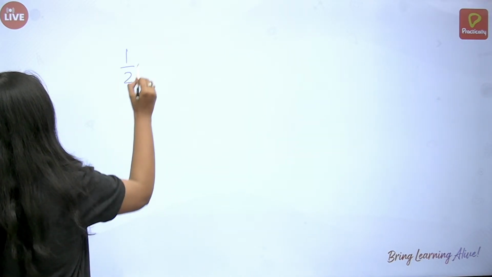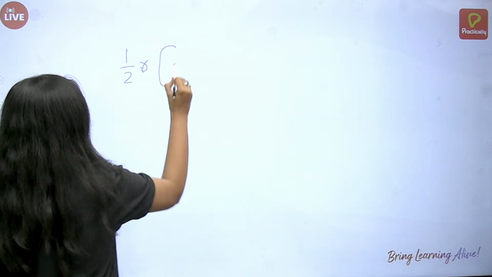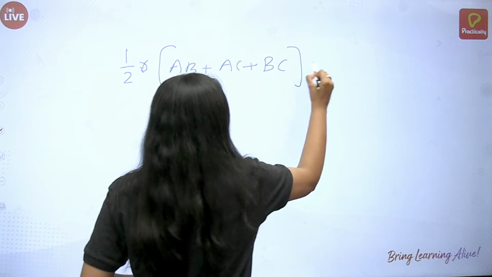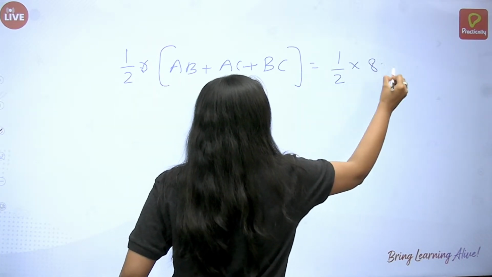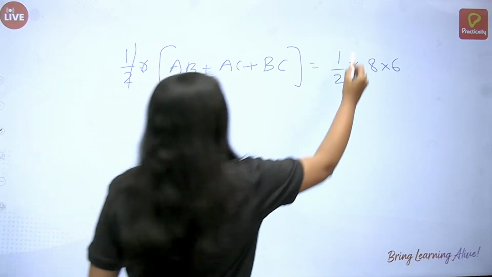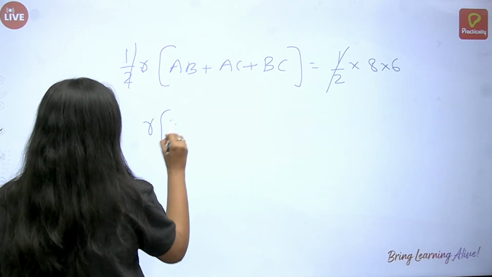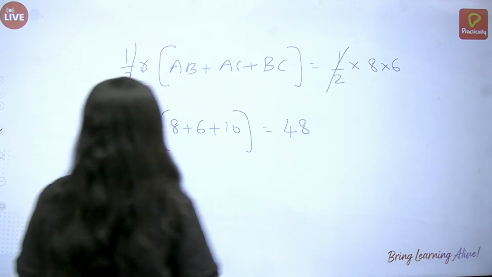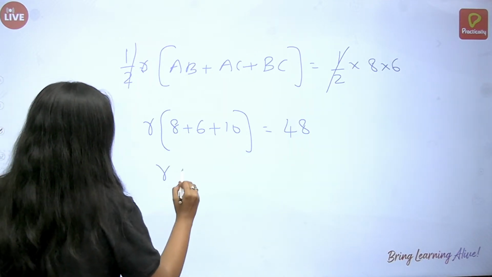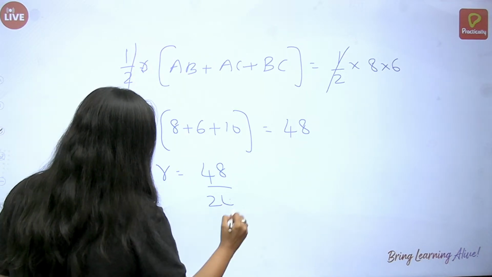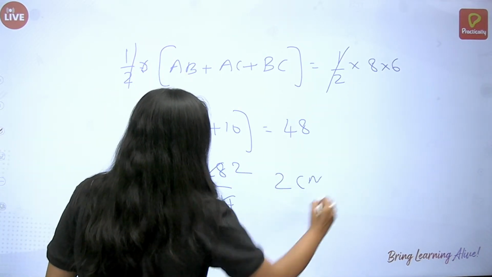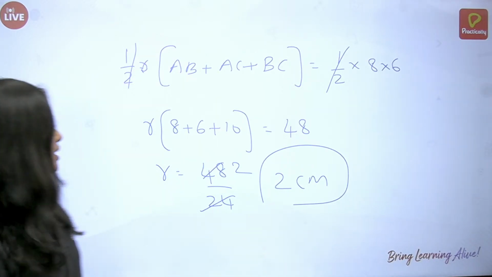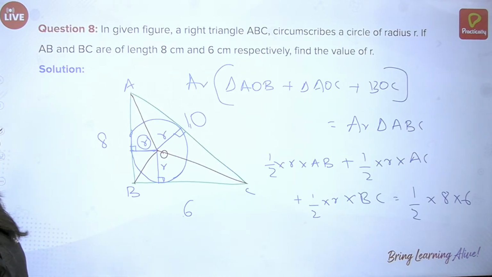Yes. So, half R into AB plus AC plus BC is equal to half into 8 into 6. Half, half. So, R of 8 plus 6 plus 10 equals 48. Right? R equals 48 by 24, which is 2. So, R equals 2 centimeters and Sairam is correct. Very good. AC equals 10.